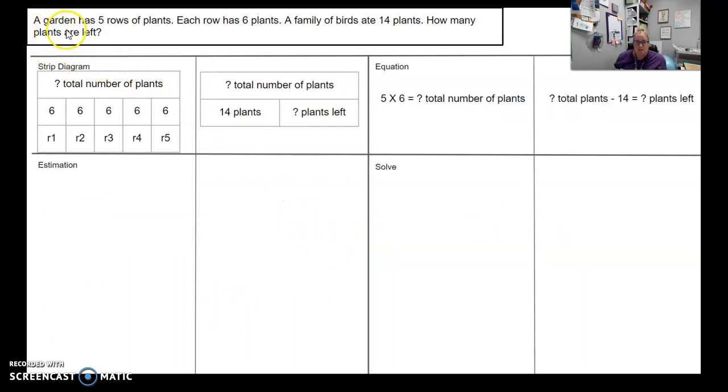Our last question says a garden has 5 rows of plants. Each row has 6 plants. A family of birds ate 14 plants. How many plants are left?